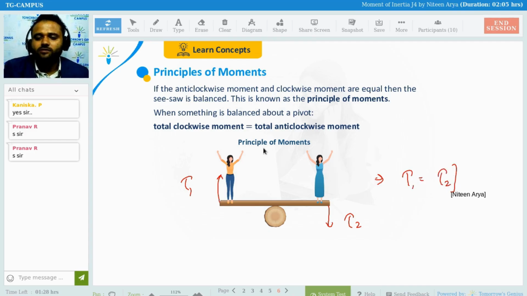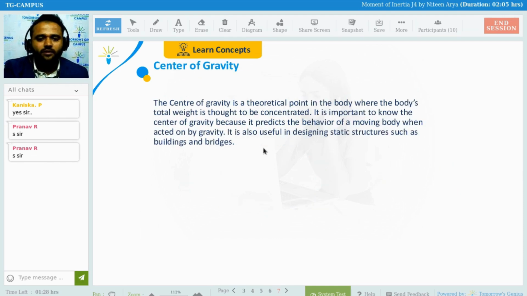And that is why it is balanced. Clear everyone? So that is your clockwise moment, this one, because a clock rotates in this way, and anti-clockwise is going to be in this way. Clear? Okay, so that is all about the principle of moments.